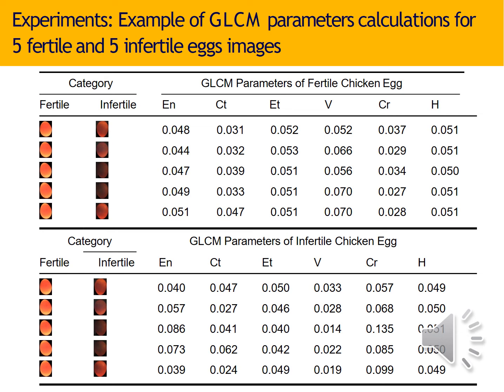And this is the sample of each fertile and infertile egg. We use 5 data for each of fertile and infertile. We can see the GLCM parameters of the fertile chicken eggs and the GLCM parameters of the infertile chicken eggs here, based on the images that we used to get the GLCM parameters.